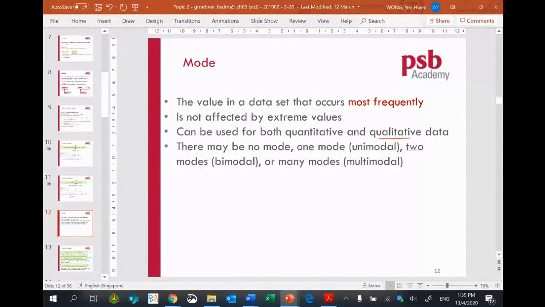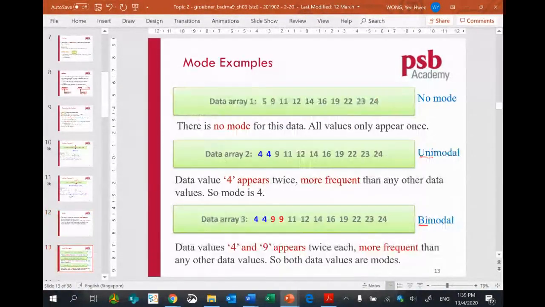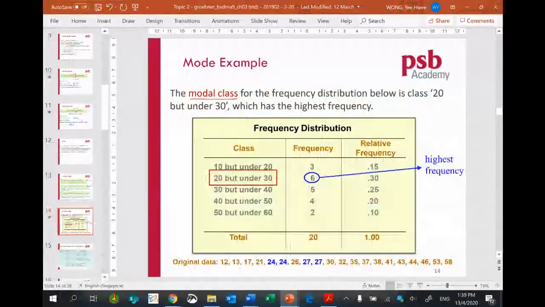Discuss mode as well. Mode is the number that occurs most frequently in your data set. We talk about modal class when you already summarize the data in the frequency distribution table. You lose the original numbers, but you can only know which class gives you the highest frequency. That is called the modal class.